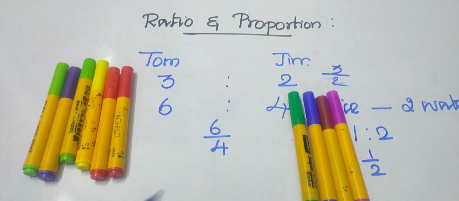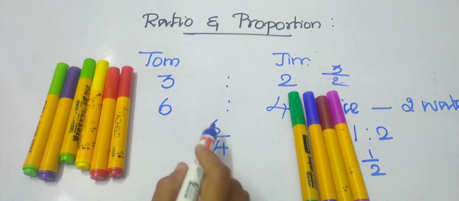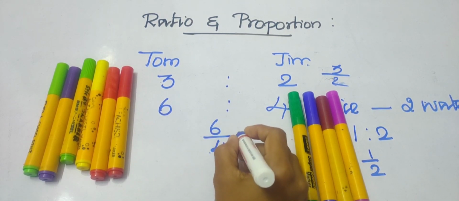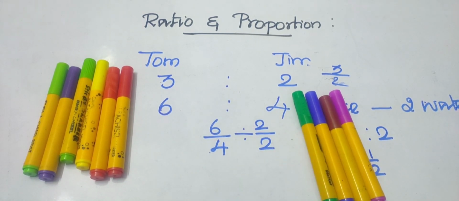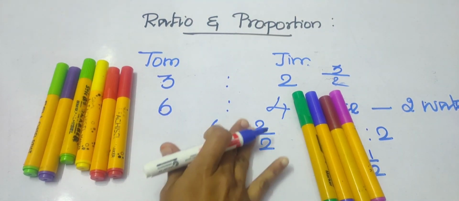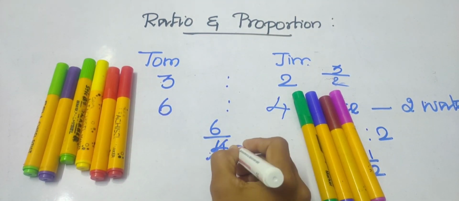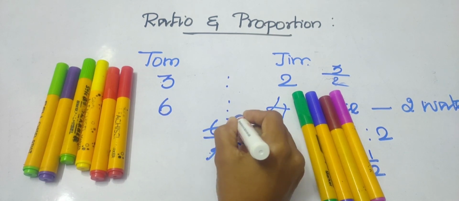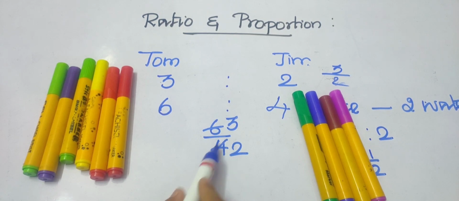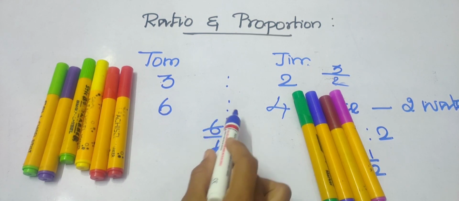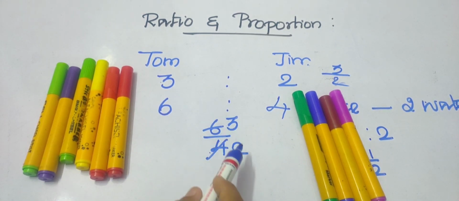Now, can we divide this? We can divide by 2. We are going to divide by 2 in the numerator as well as in the denominator. So what will you get? We are going to cut this by the 2 table. 2 2s are 4 and 3 2s are 6. So what we got? 3 and 2, right?